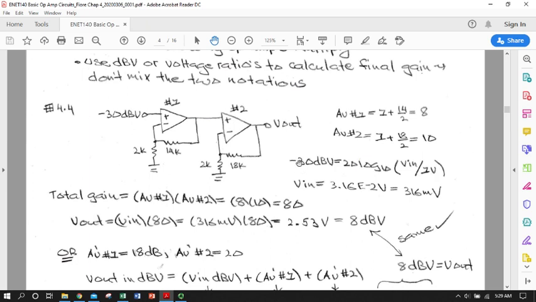So let's turn that negative 30 dBV into actual volts. And we'll use, again, our conversion formula from decibel to voltage ratio. And this time it's a voltage ratio to our 1 volt reference. So we do that, and we find out we have a V in of 316 millivolts.